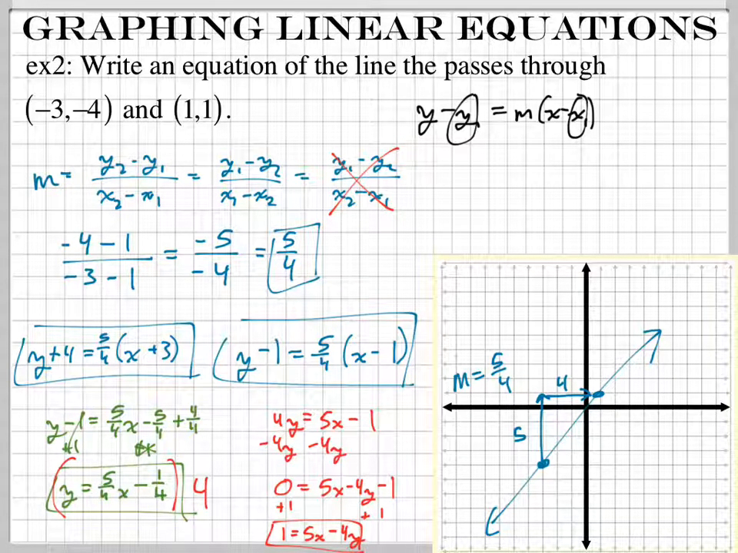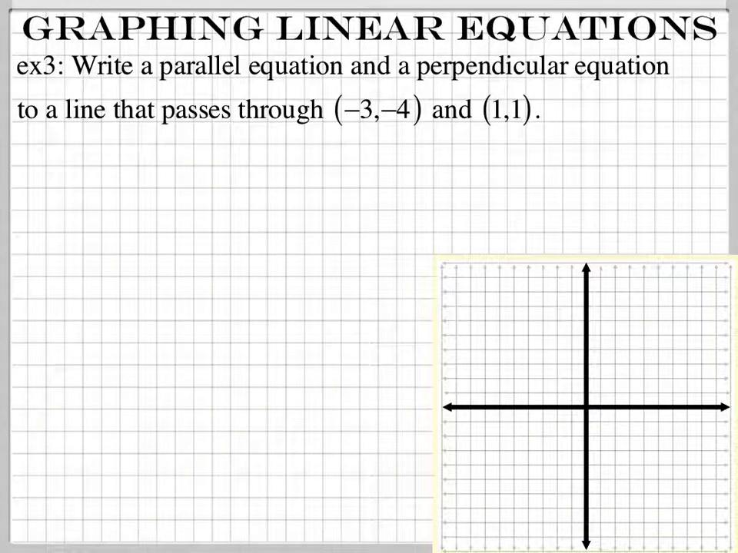Now, last thing I gotta show you. I know I show you guys lots of stuff. Now this is the same equation. It's talking about an equation that contains negative 3, negative 4, and 1, 1. But this time it says write an equation that's parallel to it and write an equation that's perpendicular to it. Now, in order to do this, you have to know the slope.